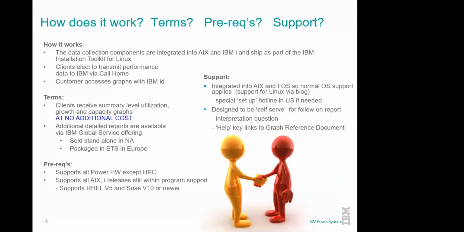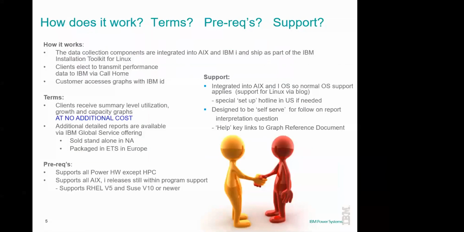Now, what is the prerequisite, and how does it work? The data collection components are integrated into AIX and IBM i and ship as part of the OS. There is an installation toolkit for Linux, which means for Linux you have to install the toolkit to activate PM on the Linux server. The client receives summary-level utilization, growth, and capacity graphs at no additional cost. Detailed reports are available via an IBM Global Services offering. It is sold as standalone in North America and is packaged in ETS in Europe.